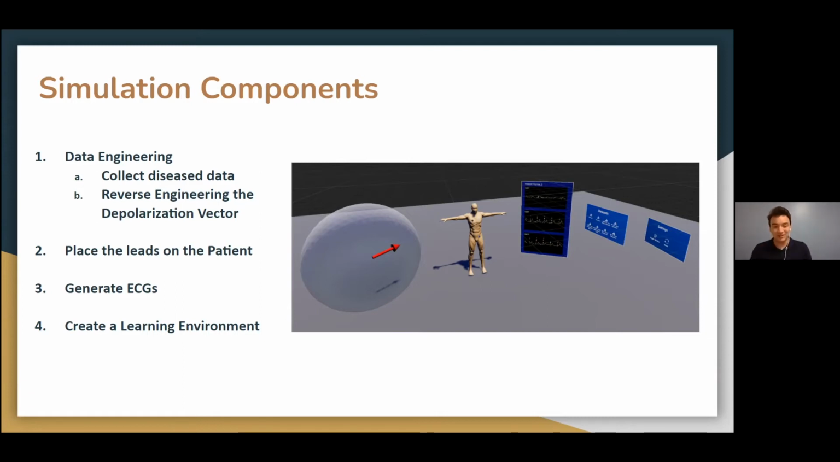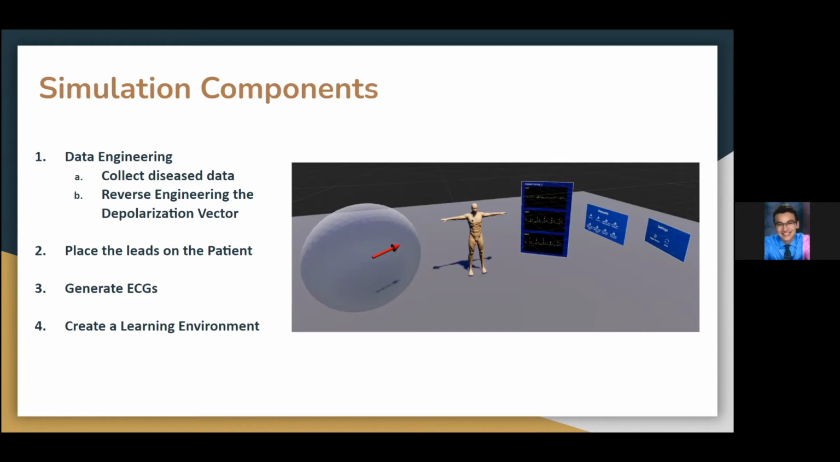And then once you have that vector, we want to be able to put the leads onto a patient. You need a virtual patient to perform on. So now that we have the depolarization vector, we want to work on placing the leads on the actual patient. So we want a body that we can put our leads onto. You can see in that image there on the right that we have our kind of virtual dummy human that we can put our leads onto. And then after that, once you place the leads, you get to generate the graphs. And so to the right of that, you can see various different plots that'll be showing our actual EKGs.